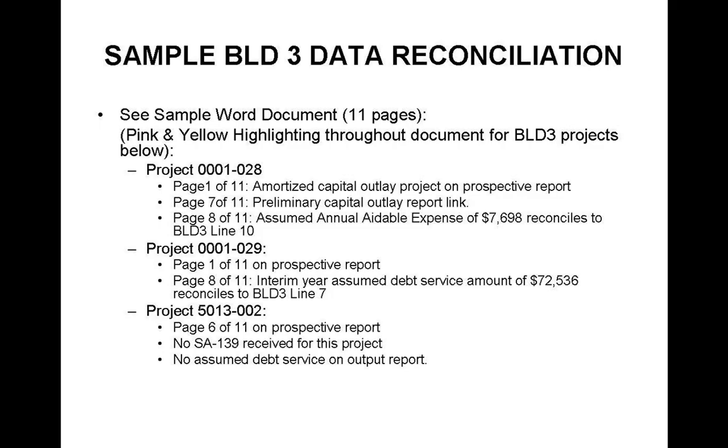Now the next project, Project 129, is the only one of the 3 Build 3 projects in our sample report that is actually getting the regular prospective aid. And Project 129 is the project that we also looked at earlier. We are in the interim year for an 11-12 reconciliation that we're doing. So we look at that $72,536 under the interim year for Project 129. And if we go to page 8 of 11, again, to that Build 3 output report, we will see that on line 7, there is the prospective debt service for that particular project.